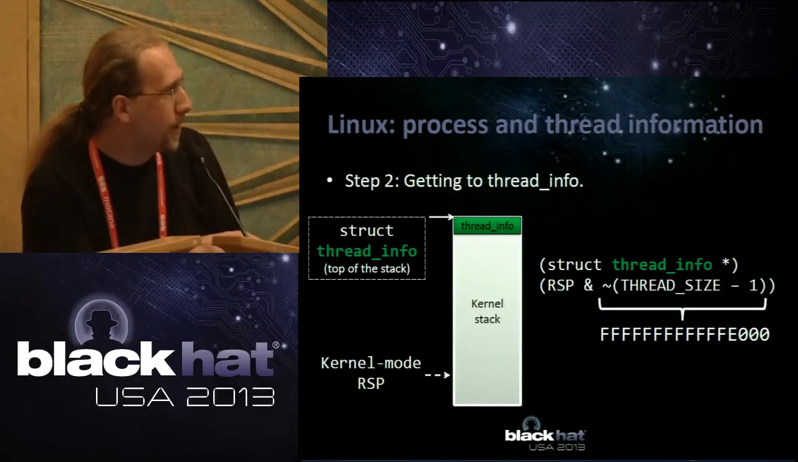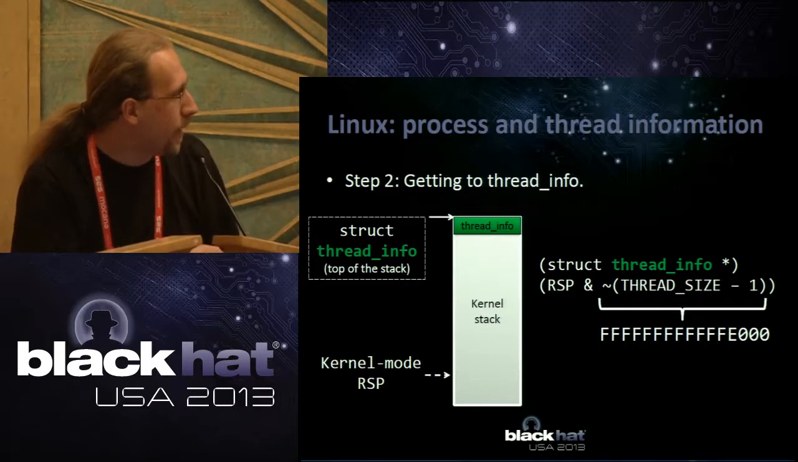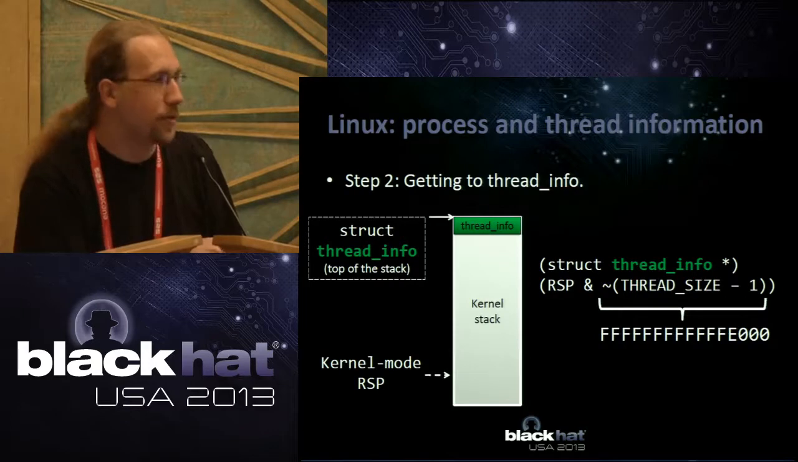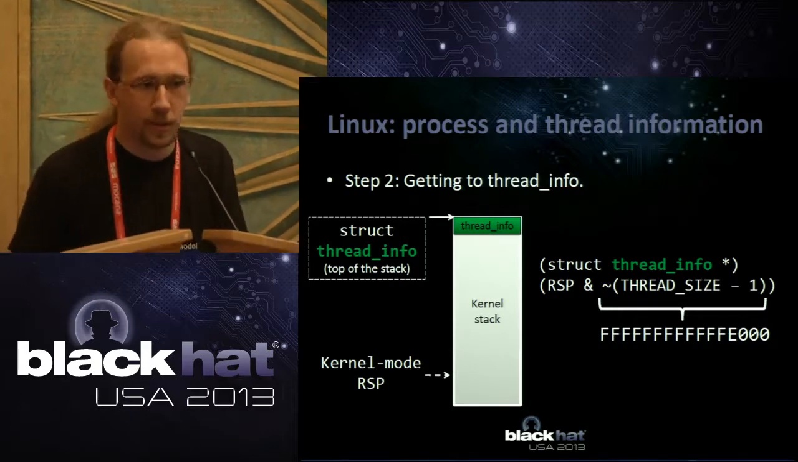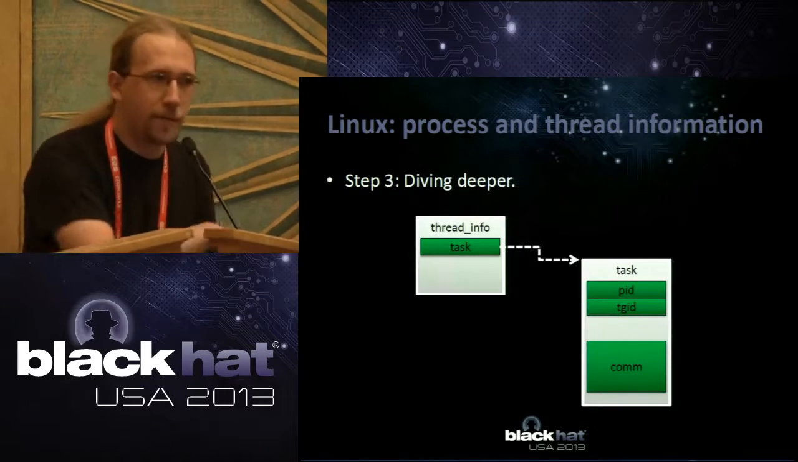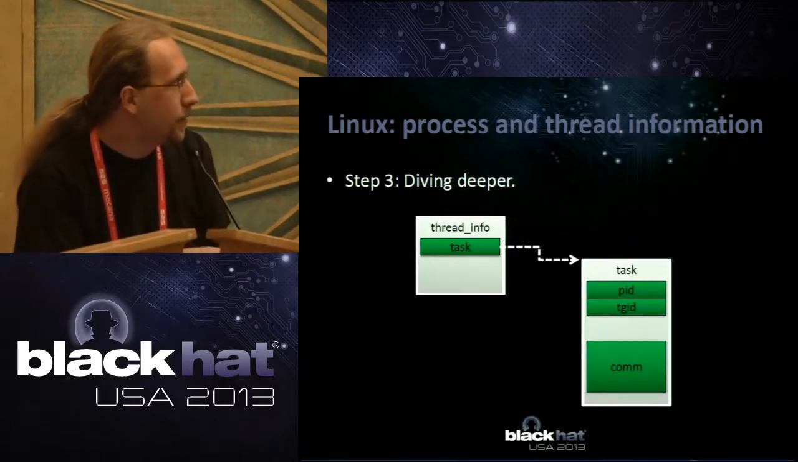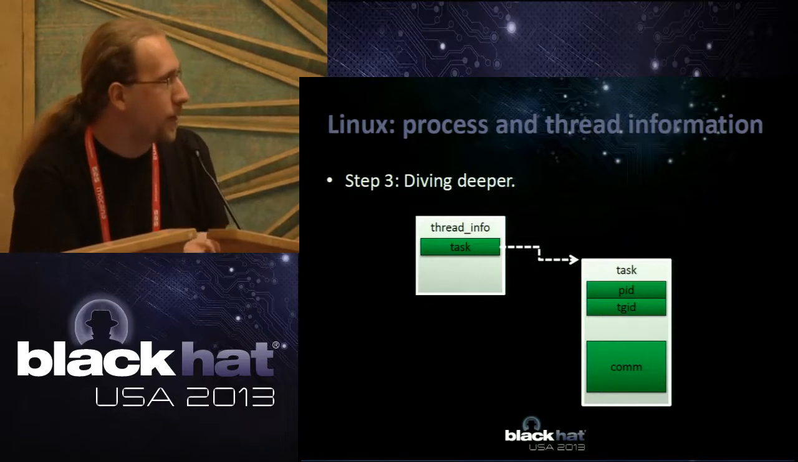Once you have this, Linux is quite interesting. You have the kernel stack for the given thread, and the stack pointer points somewhere here, right? You mask out the lower bits, and you get the address of the beginning of the stack. At the beginning of the stack, there is a thread_info structure, which contains pointers to information we need. So if we dive deeper, we read a task pointer from that structure, and we have the task structure. We read the PID.